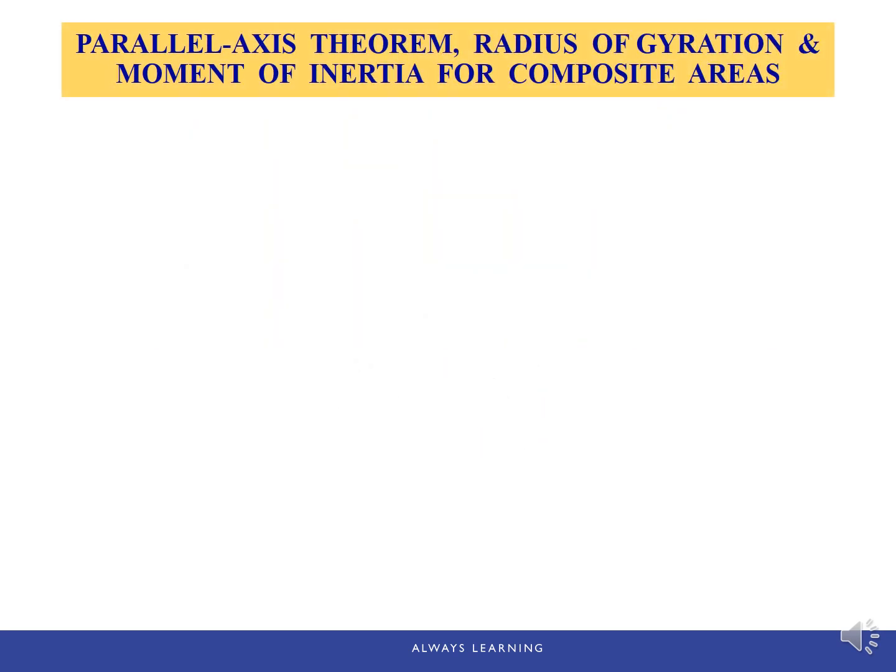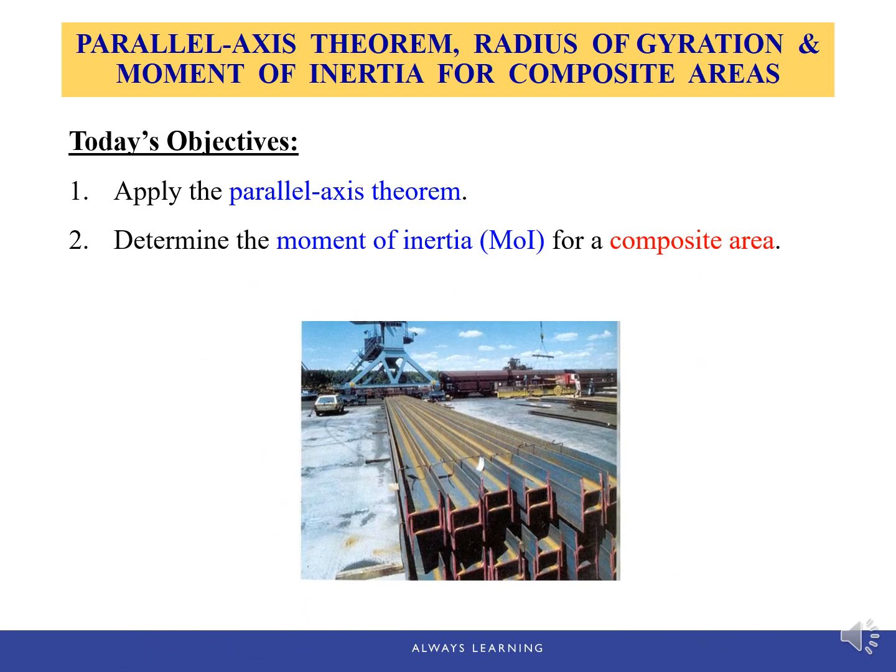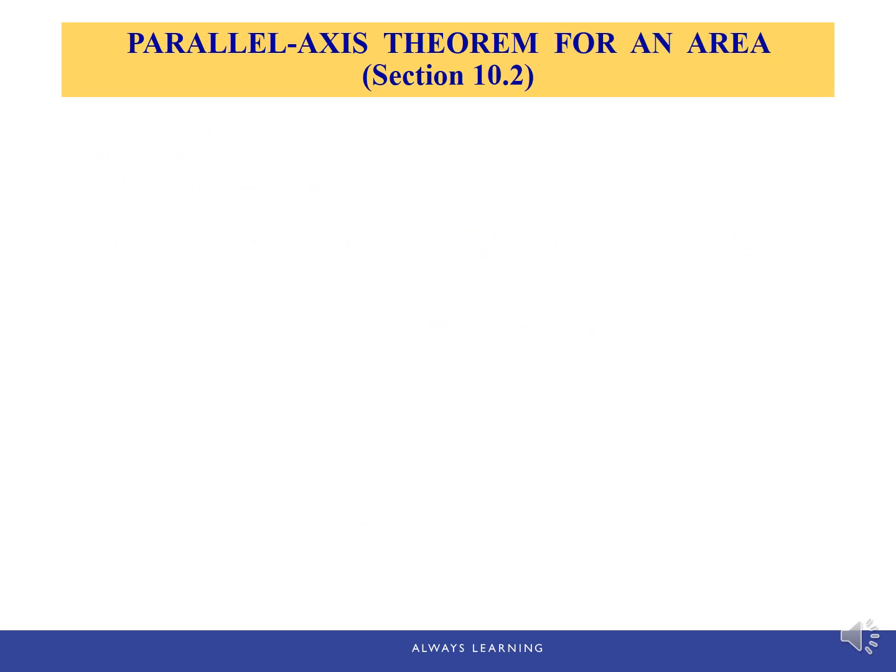In this lecture, we're going to learn the parallel axis theorem and use it to determine the moment of inertia for a composite area. We know that the moment of inertia is calculated about a specified axis. When the axis is different, then the moment of inertia is different.